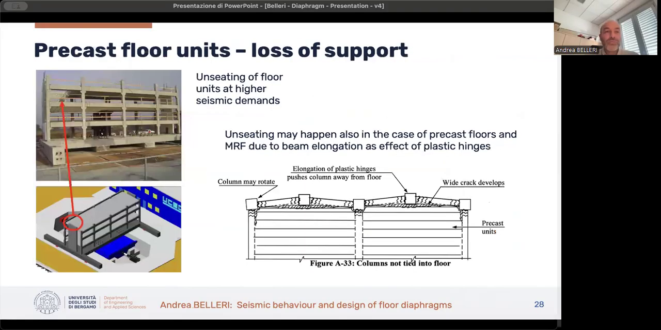Another issue is related to the unseating of the floors in some units at higher seismic demand. This happens in this system, but also could happen in moment-resisting frames, in that case due to beam elongation as an effect of plastic hinges. Plastic hinges develop at the end of the beams. The beam elongates and it pushes away the column from the floor. So this situation could fracture the connections and the rebars.